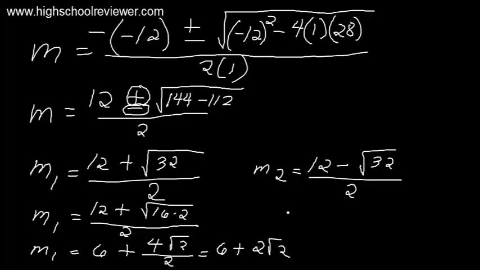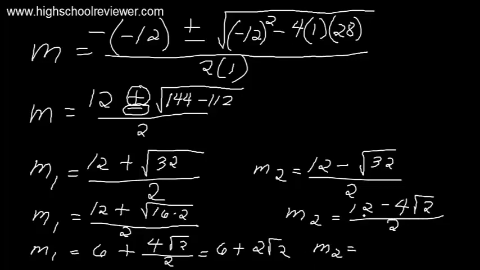Our m sub 2 would also be 12 minus 4, okay, since the square root of 16 is 4, so this will be minus 4 square root of 2 all over 2. So our m sub 2 would also be 12 divided by 2 is 6, and this will be minus 4 divided by 2, that is 2 square root of 2. So these are our final answers.